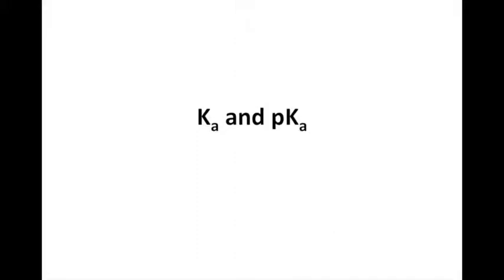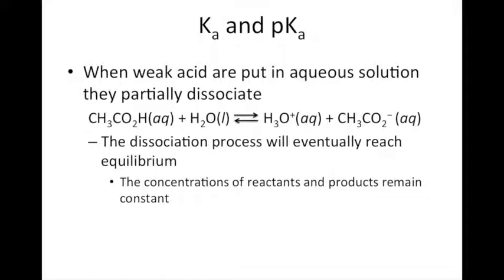In this video, we're going to discuss the concept of Ka and pKa for acids. First of all, of course, we know that when we put a weak acid into water, it will dissociate partially. So it does not dissociate 100%. Here we have acetic acid. When put in water, it will dissociate and will produce the hydronium ion and the conjugate base, the acetate ion.